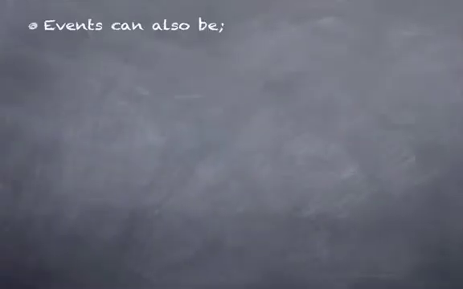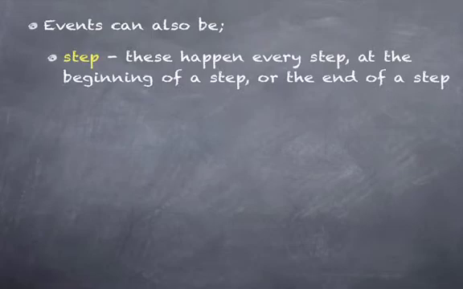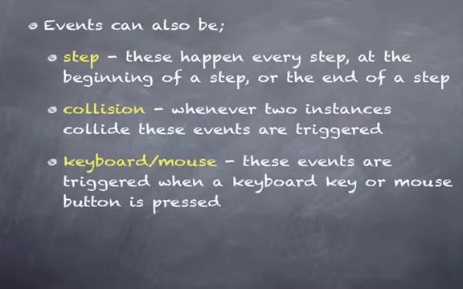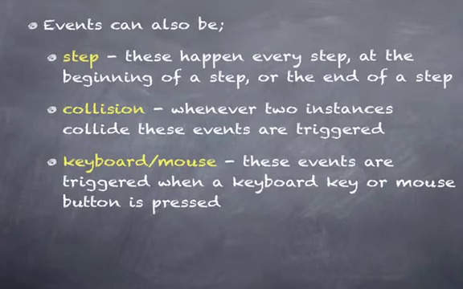So events can also be step events. These happen every step of the game, and we'll talk about steps in a wee minute. They can happen every step, at the beginning of a step, or at the end of a step. Collision events happen whenever two instances of objects collide, then these events are triggered and off they go. Keyboard and mouse events happen whenever a keyboard key or a mouse button is pressed or let go. So those are events. And remember, it's event-driven programming.